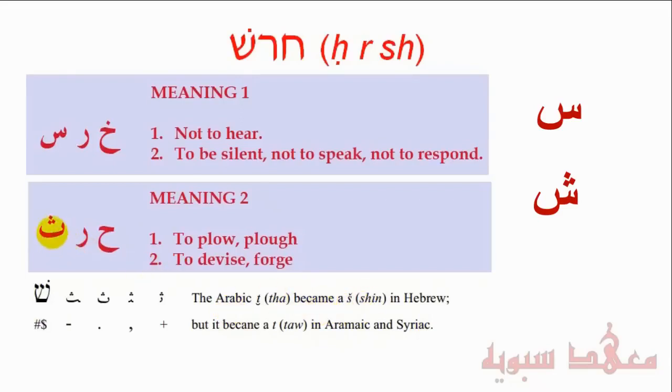This actually became a sheen in Hebrew. So it actually became this letter here. So there was a merging. And therefore this letter does not exist. And that explains the lesser number of letters in the Hebrew language.